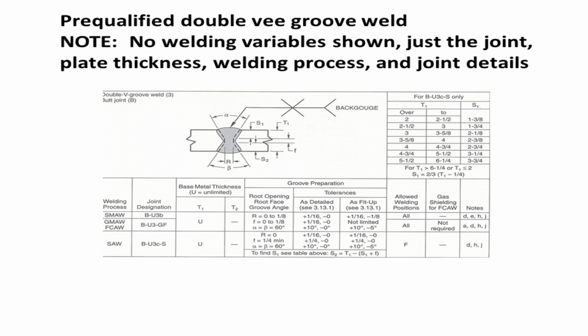Okay, it's always good to talk about the pre-qualified joints, and here's an example of just showing the joint. And the fabricator has to generate, again, the essential variables to make it their WPS.